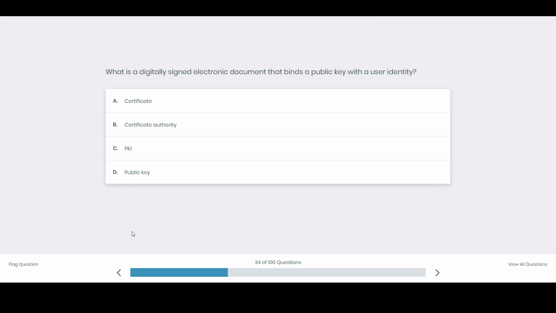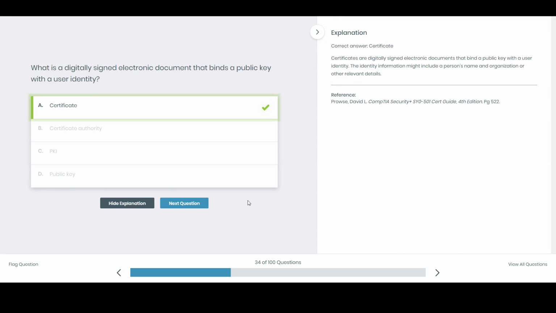What is a digitally signed electronic document that binds a public key with a user identity? Certificate. Public key. I think certificate. PKI. This is deeper. I don't know. Just hold on. What is digital sign? Because a certificate is a digital sign. I think certificate. Yeah. They are digitally signed electronic documents.